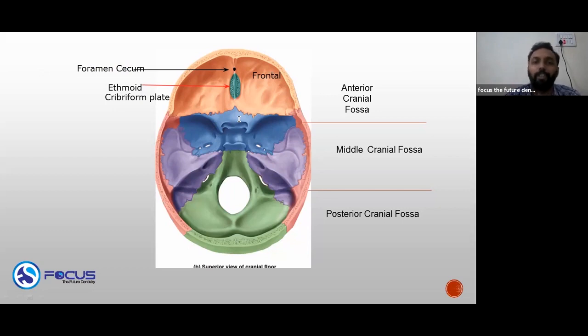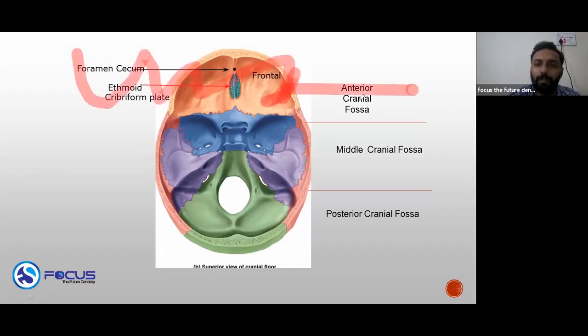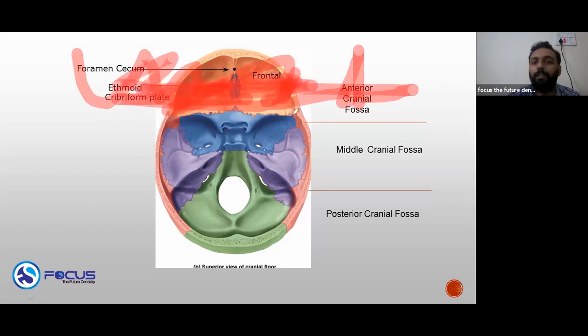So these are the major things to study in your anterior cranial fossa. That's all. This is the only thing you have to study in anterior cranial fossa. Nothing more, nothing less. So that completes your anterior cranial fossa. Now this is over, so don't think about this now.